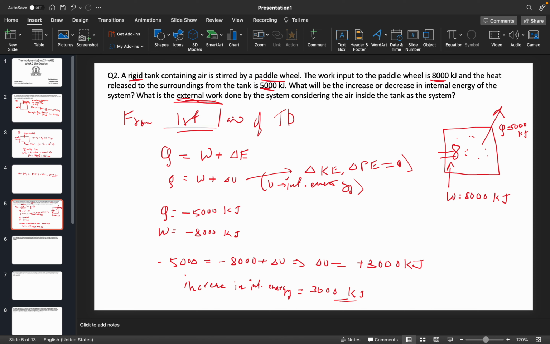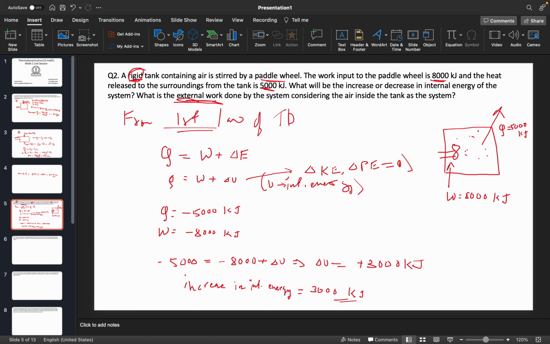If you remember, in the first class I told that work is a boundary phenomenon. This is the system, that means these walls of the container are the boundaries. Now remember, I have highlighted this word rigid. What do you mean by rigid? Rigid means that it will not change its shape.